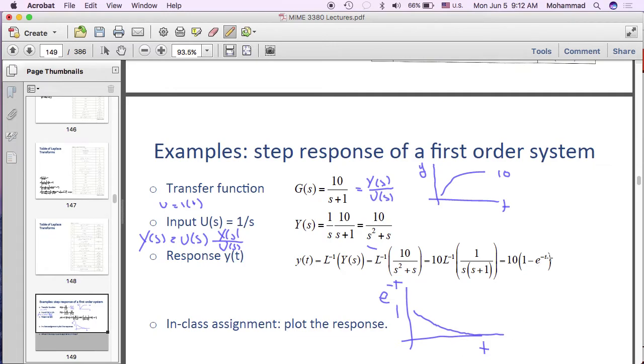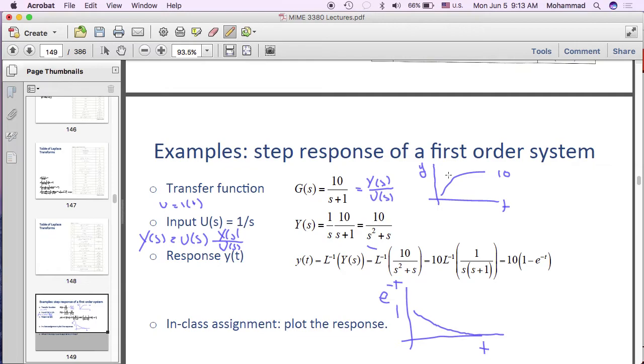Now, you are subtracting this function from 1, which means the overall response starts from 0, and when e to negative t becomes equal to 0, the remaining function becomes equal to 1. And not 1, 10 times 1. That's why the function goes to 10. So response goes from 0 to 10.